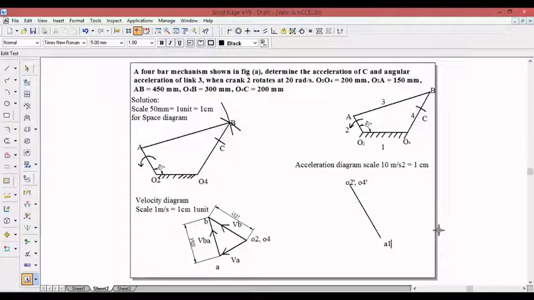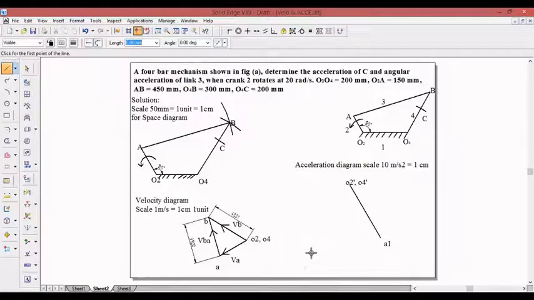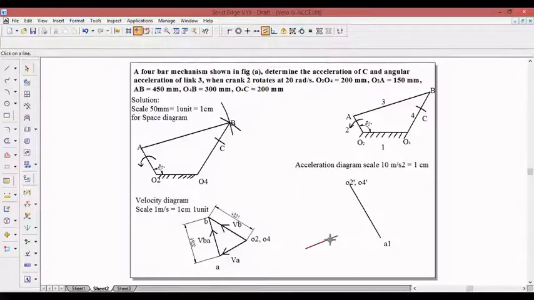Now the radial component of BA is known. The radial component of BA will be 33.8 meters per second squared. After converting into the scale, we get 3.38 centimeters. So let us draw a 3.38 centimeter line, that means 33.8 millimeters, and this line should be parallel to link BA, because the radial component will be parallel to link BA, and it should pass from the end point A1.